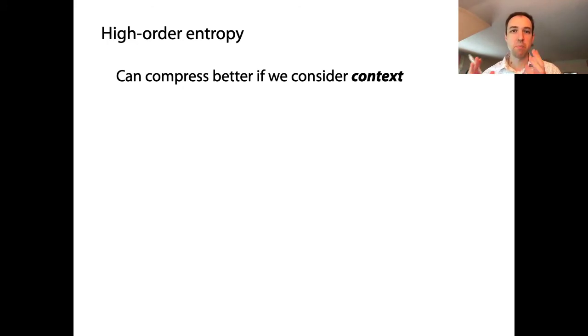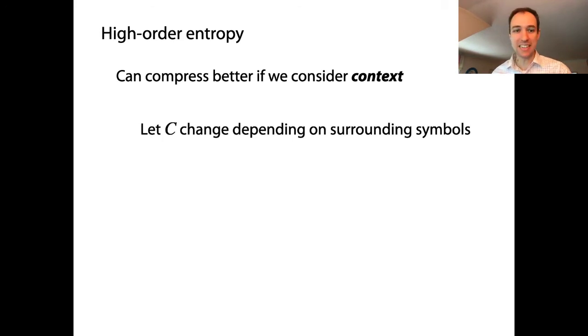And the way this would impact our way of doing things, where we build code books consisting of different codes for different symbols, is we're going to just let the codes change depending on the context. Okay, so we're going to let the code book C change depending on the surrounding symbols. Okay, so what do I mean by that?